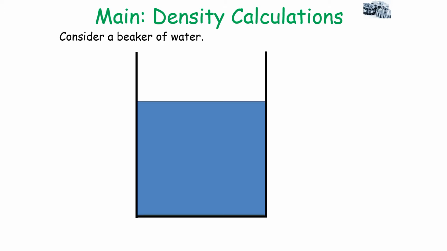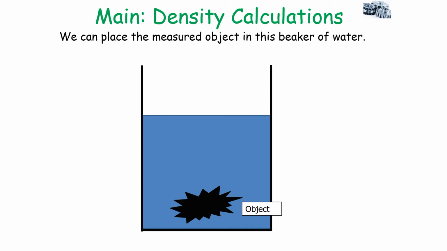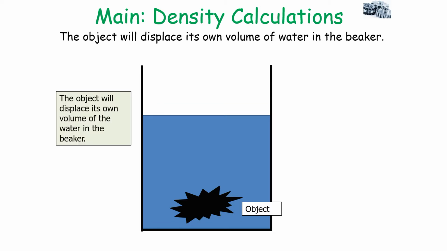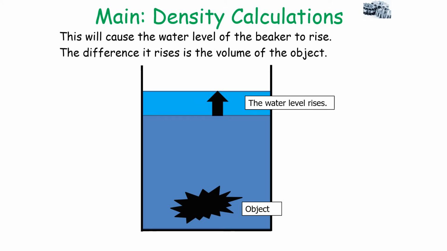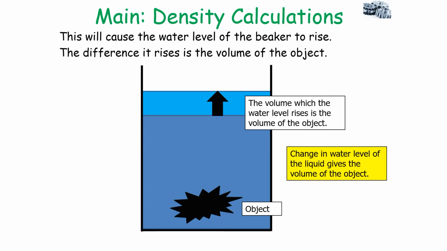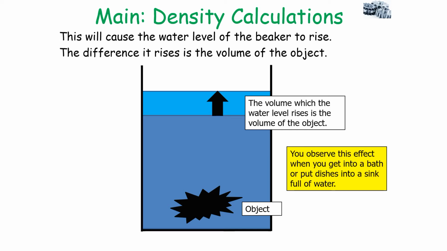So consider a beaker of water, place a measured object in this beaker of water, and this object will displace its own volume in the actual water in the beaker. So it will cause the water level to rise, and the volume which the water level rises is the volume of the object, and the change in the water level of the liquid gives the volume of the object. You observe this effect when you get into a bath or you put dishes into a sink full of water.